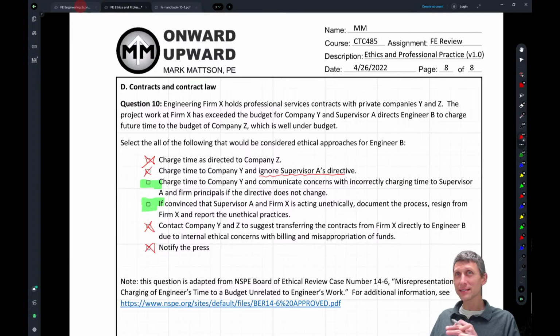But one of the things that I love is when I present some of this stuff in one of the classes I teach, we talk through the Spiro Agnew case study, and one of the guys there brings up this idea of charging time incorrectly. He brings up the idea of what you can do as an engineer. And one of the things he says that I love, he says, keep your moral compass pointed north. And I love that illustration.